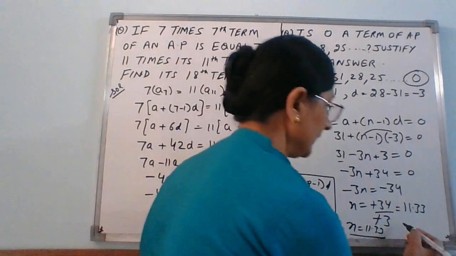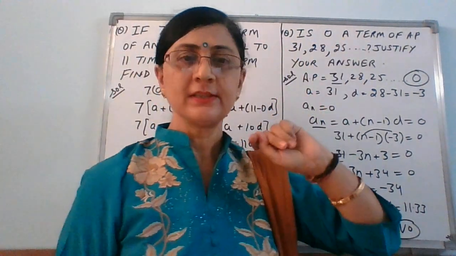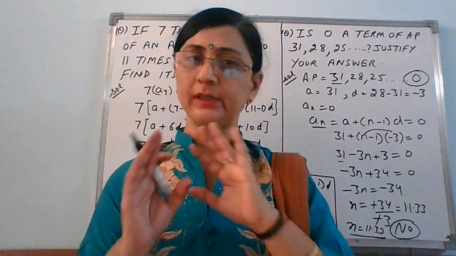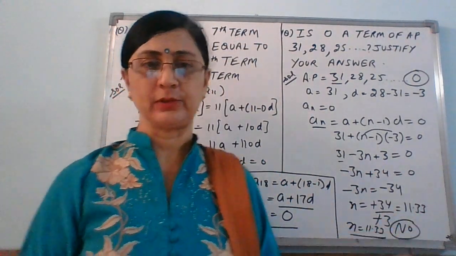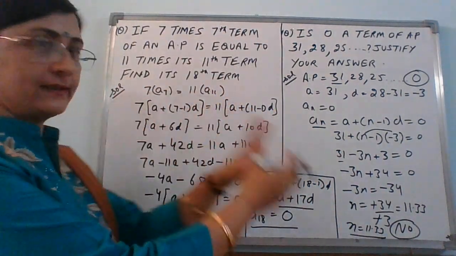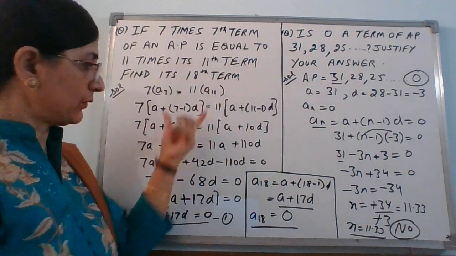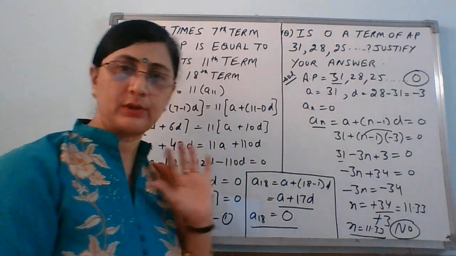What will we write at the last? No, because the question was, is 0 a term? So in the last we will write no, 0 cannot be a term, because it is a fraction or decimal, whatever you can say. So I hope these two questions are clear. Here the comparison was given, we formed an equation and we were supposed to find this, and we used that equation and we got that at 0.